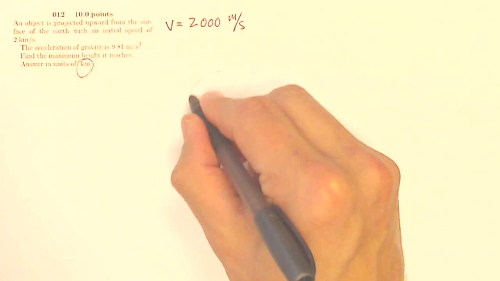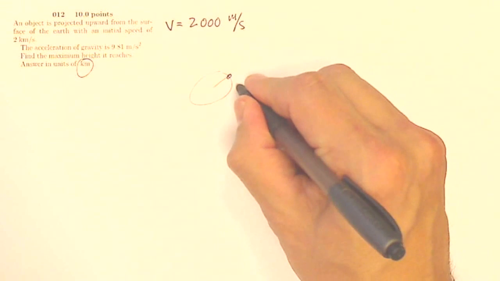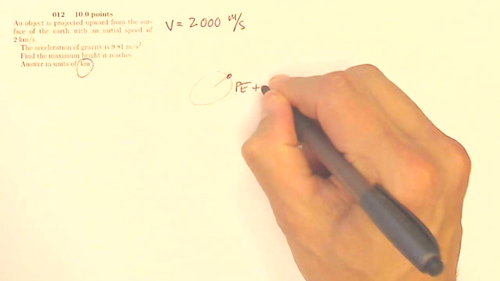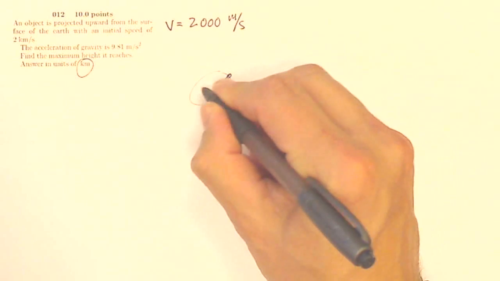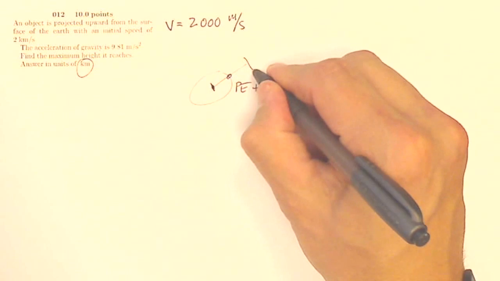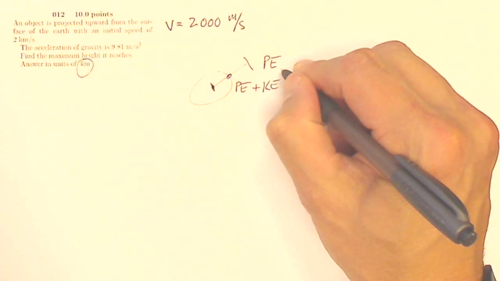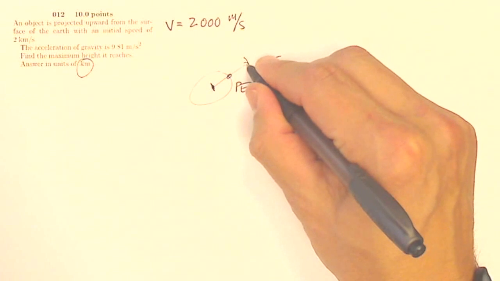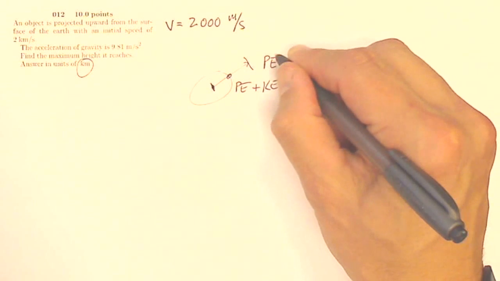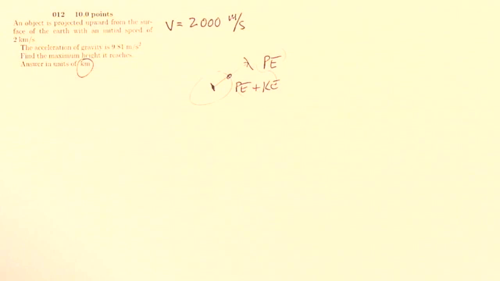So now I've got an object on the surface of the Earth, and at this point it's going to have some potential energy and some kinetic energy. Potential energy based versus the center of the Earth. Then it's going to go up to some height, and at that height it's going to have some potential energy, but it's not going to have any kinetic energy because at its highest point it's going to stop. And I know that this amount of energy and this amount of energy are going to be the same.